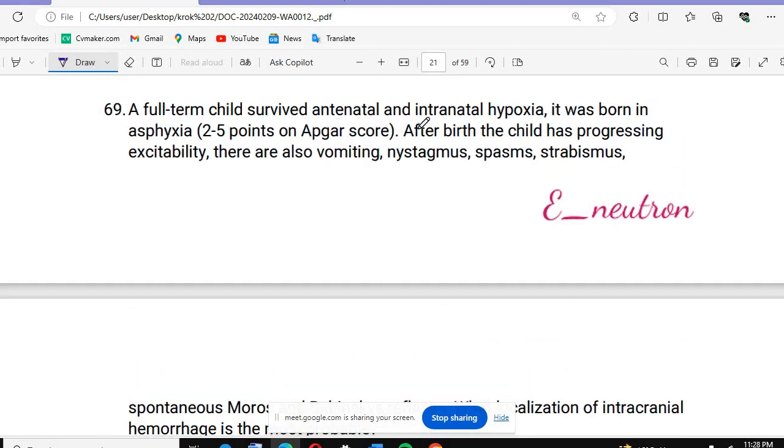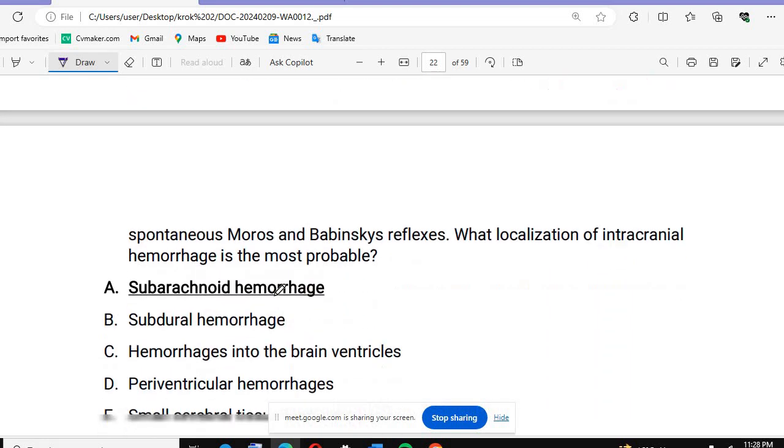The next question: antenatal or intranatal hypoxia, the child was born in asphyxia, with 2 to 5 points on the Apgar score. After birth, the child has progressing excitability, vomiting, nystagmus, spasm, strabismus, spontaneous Moro and Babinski reflexes. Localization of the intracranial hemorrhage is the most probable.